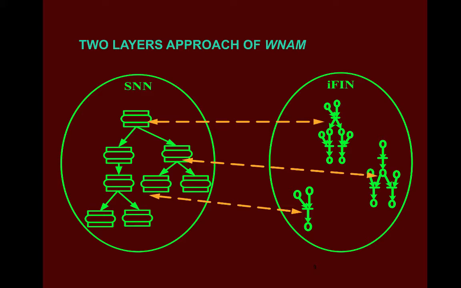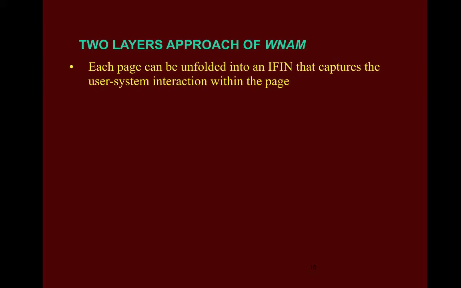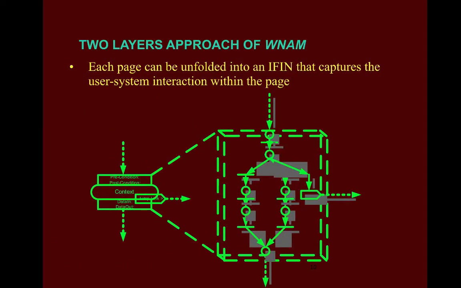A node or a page which has lots of functionality on it might have an IFIN diagram to model the user interaction behavior on the page itself. But if a page is very simple, for example, just displaying something, then there's no need for an IFIN diagram for that page. So each page might have an IFIN diagram, but certainly something that's so simple, you don't need an IFIN diagram for that page.